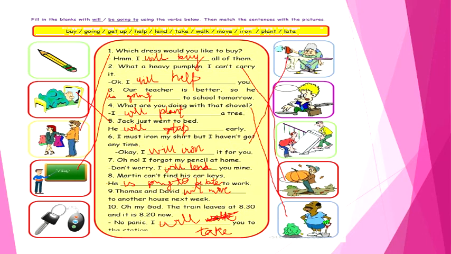Number 7, oh no, I forgot my pencil at home. Don't worry, I will lend you mine. Yes, we can see the pencil in the first picture. Number 8, Martin can't find his car keys. He is going to be late to work. The last picture. Or we can even say he will be late to work. Number 9, Thomas and David will move to another house next week. This is happening, right? They're shifting.